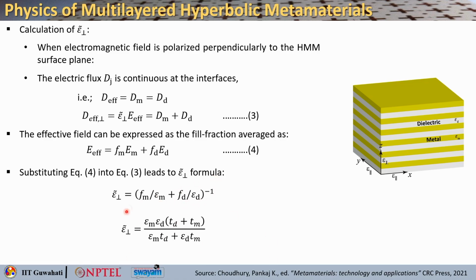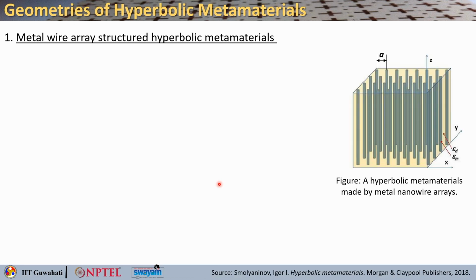Once you do this calculation, you will get epsilon m epsilon d times the total thickness, that is a period, Td plus Tm, divided by epsilon m Td plus epsilon d Tm. So that is how you can obtain the perpendicular polarizability. Now we know how to calculate epsilon perpendicular and epsilon parallel for this kind of materials. With that, let us look into two geometries of hyperbolic metamaterials and estimate these parameters.